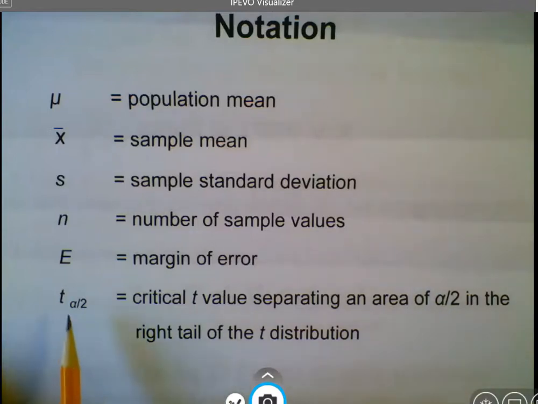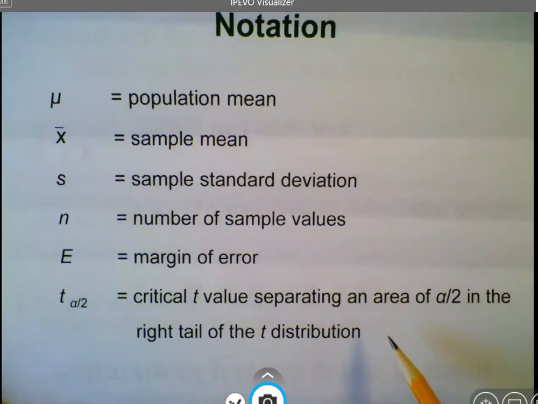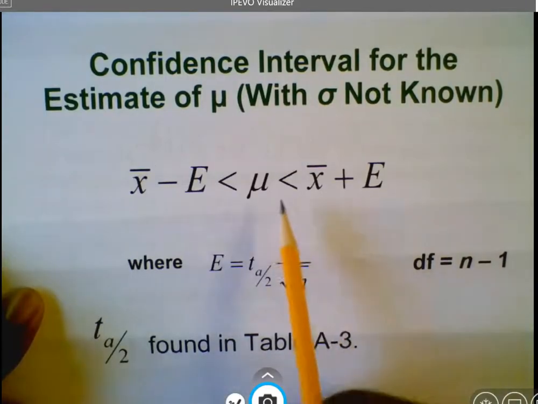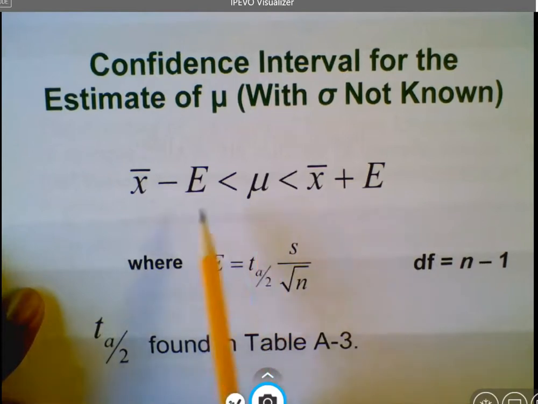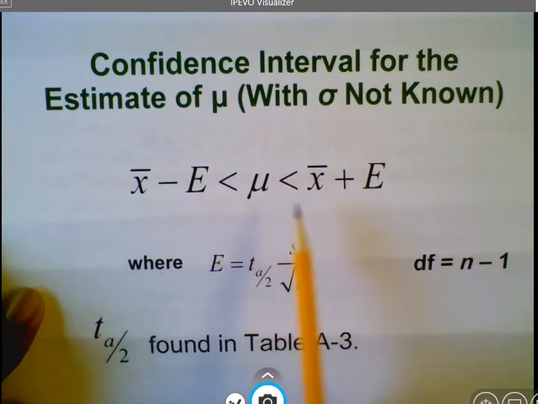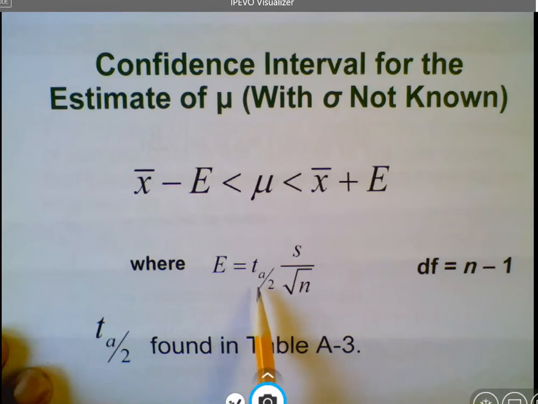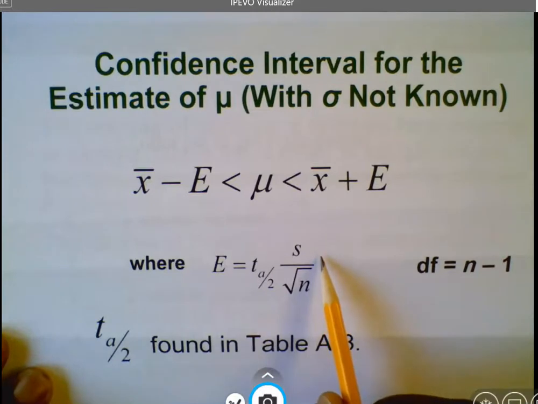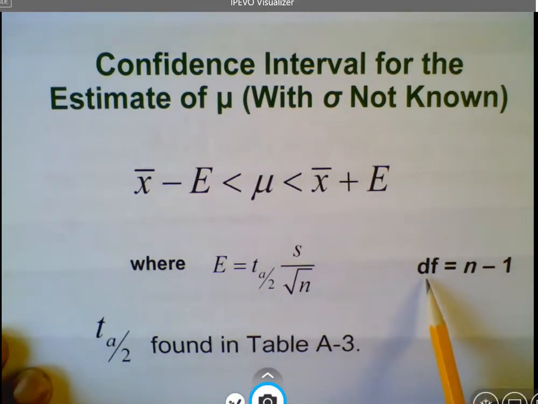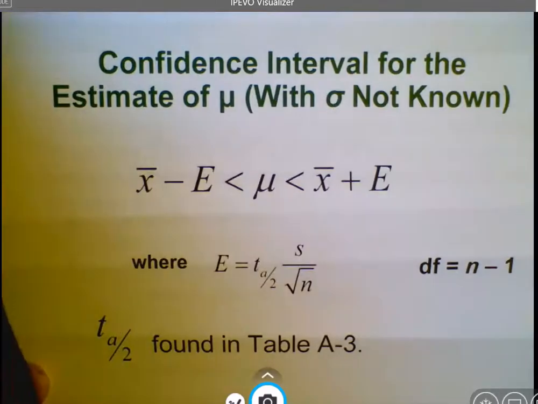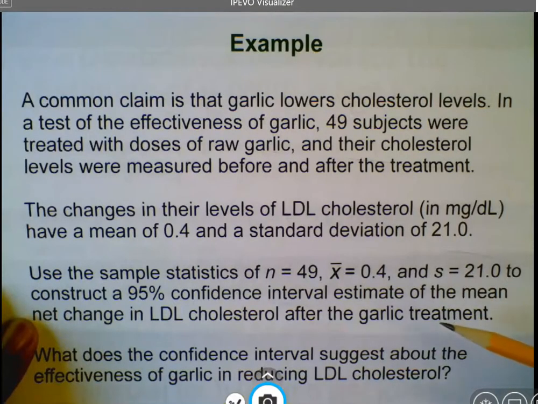Our only new symbol is t sub alpha divided by 2. Again, this is the critical t value separating the area of alpha divided by 2 in the right tail of the distribution. This is the area that we don't want within a two-tail distribution. This is how we're going to find our confidence interval. It's going to be the population mean, in between our sample mean take away the margin of error, and our sample mean plus the margin of error. Our margin of error is a critical t value of alpha divided by 2 times the standard deviation divided by the square root of n, and the degrees of freedom is the total number take away 1. You're going to refer to the table for each problem. Now we're ready to begin the problem dealing with the cholesterol level and garlic.